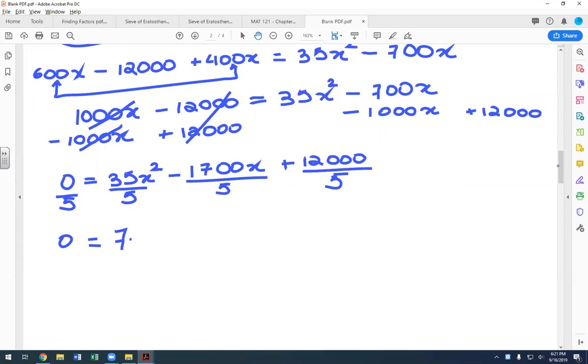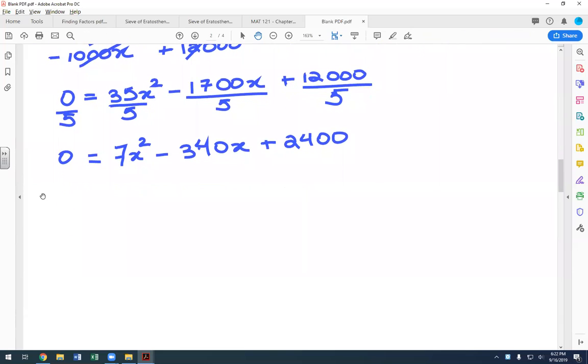7. 1700 divided by 5? 340. So that would be negative 340x. And 12,000 divided by 5? 2400. Did you say something else? Yes, that's the next one. Okay. Alrighty. So not too bad, but there are still going to be larger numbers. I guess just not as bad as where we were.